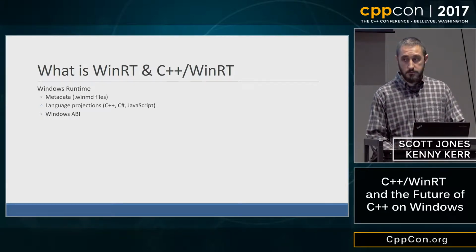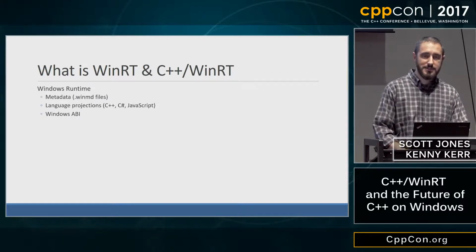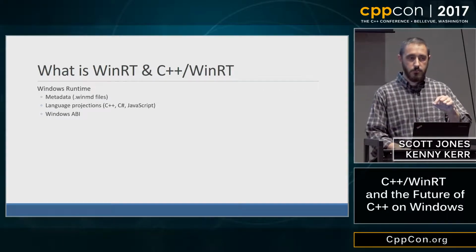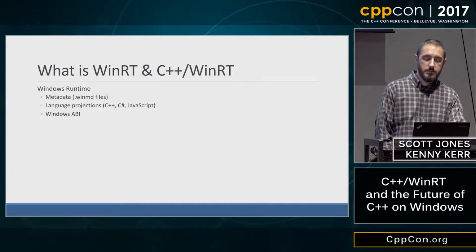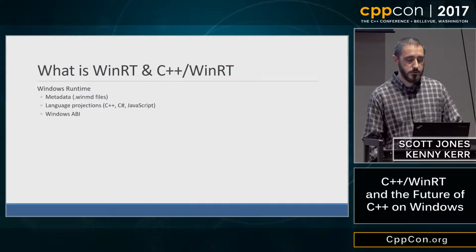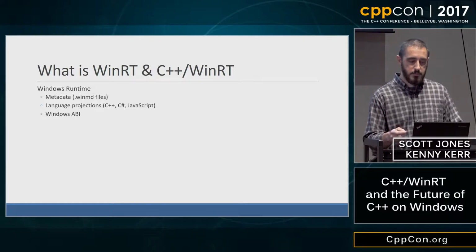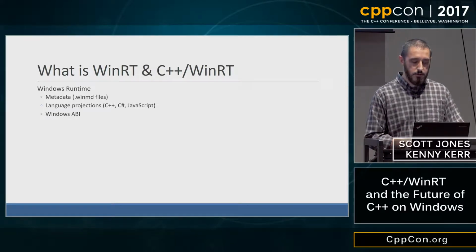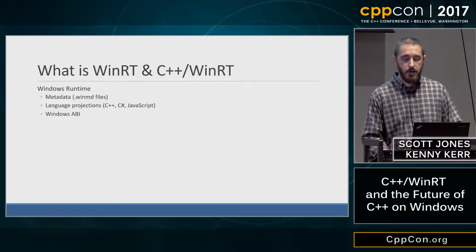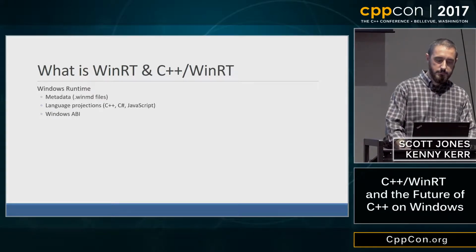The Windows ABI is often overlooked, but it's really essential because it's the thing that binds them all together at runtime. At runtime, we want to make sure that they can communicate across language projections, and it's the part that the operating system has the most influence over, and certainly the contract that the Windows runtime defines. And we'll talk a bit more about that as well.